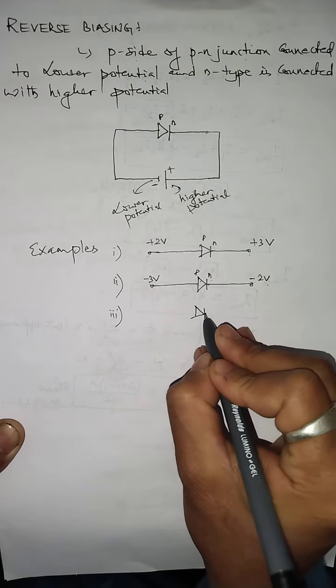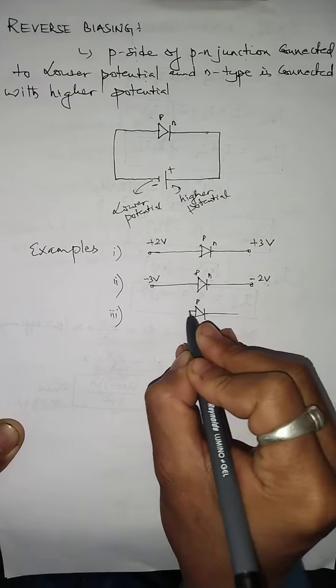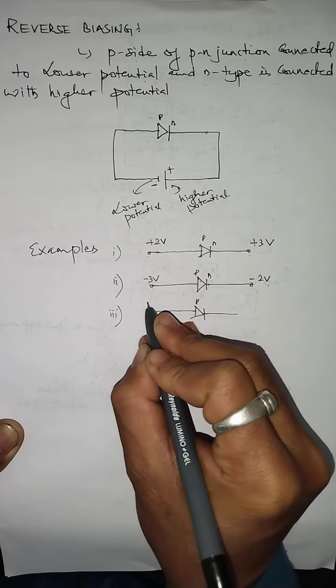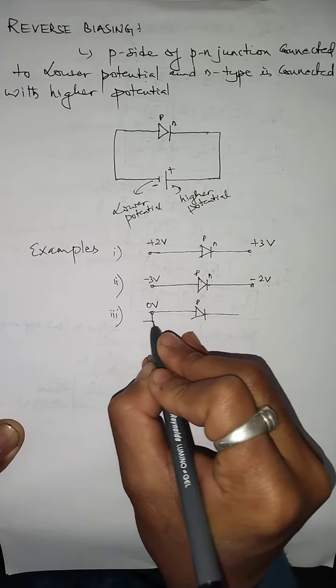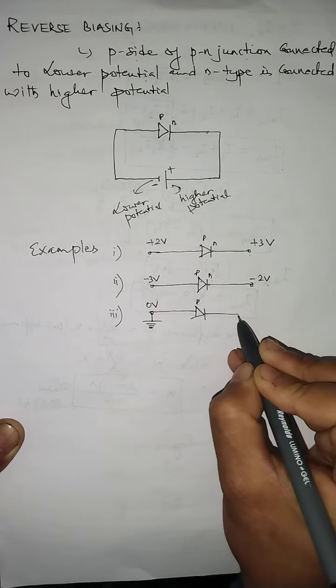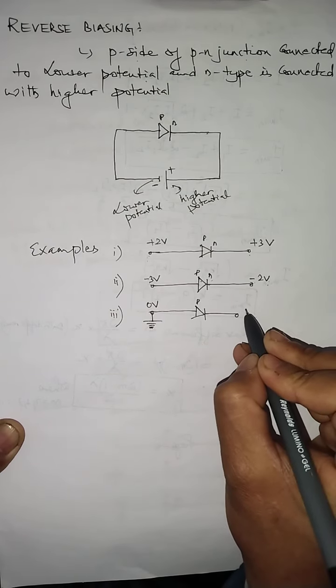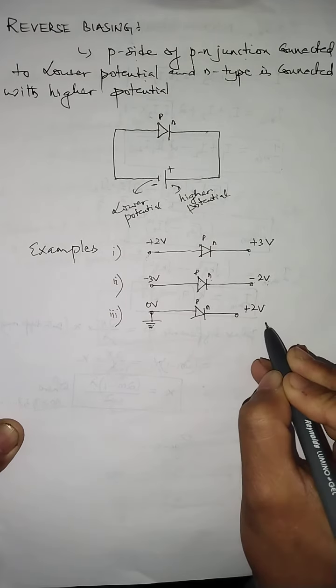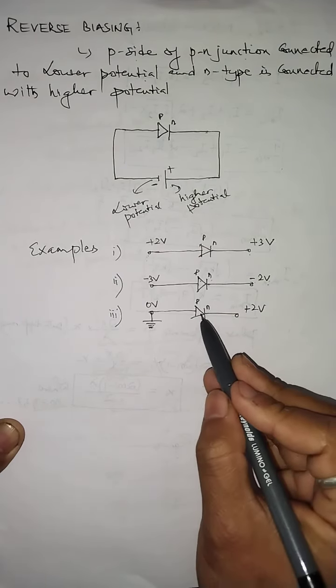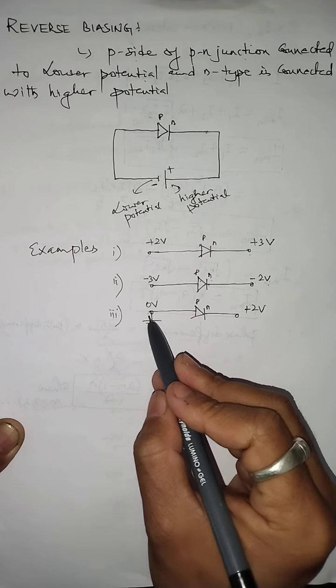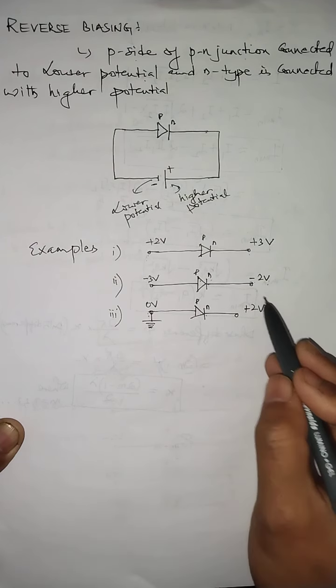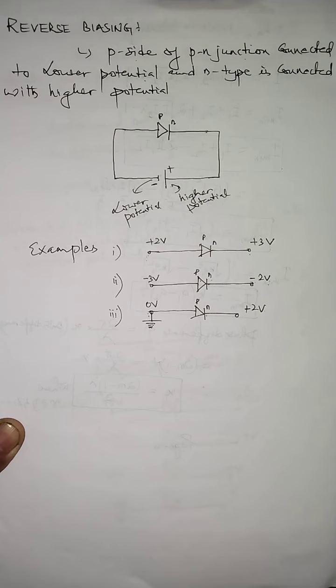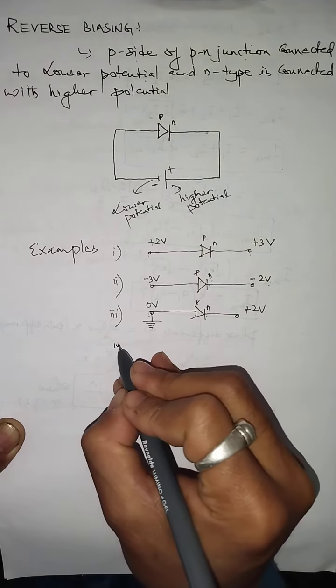Okay, let me go to the next one, example number 3. The same PN junction diode. Now if I connect the P side with 0 volt, how much volt? 0 volt, that is with grounding, and the N side connected with plus 2 volt, that is with higher potential. That means P is connected to 0 volt, which is called lower potential, and N is connected to plus 2 volt with higher potential, then this PN junction diode is also under what bias? Reverse bias.